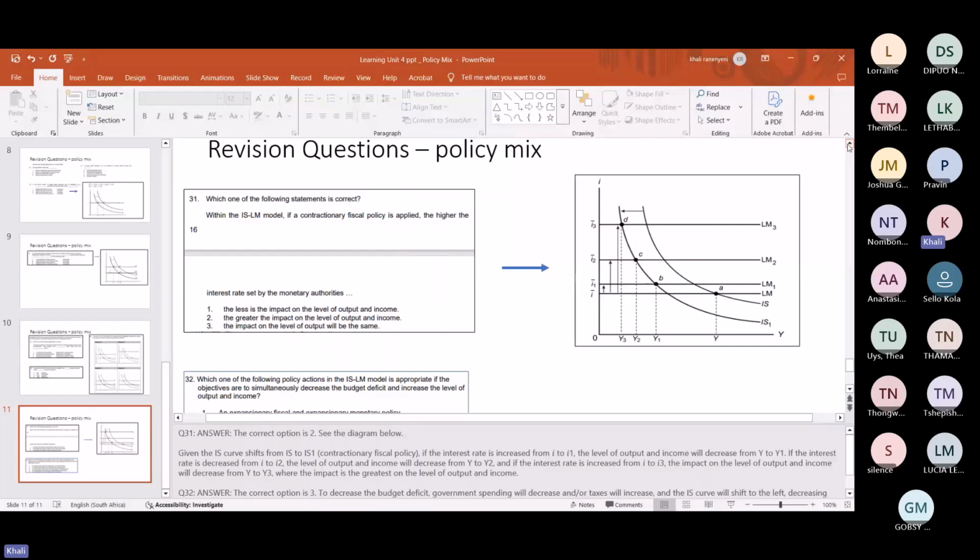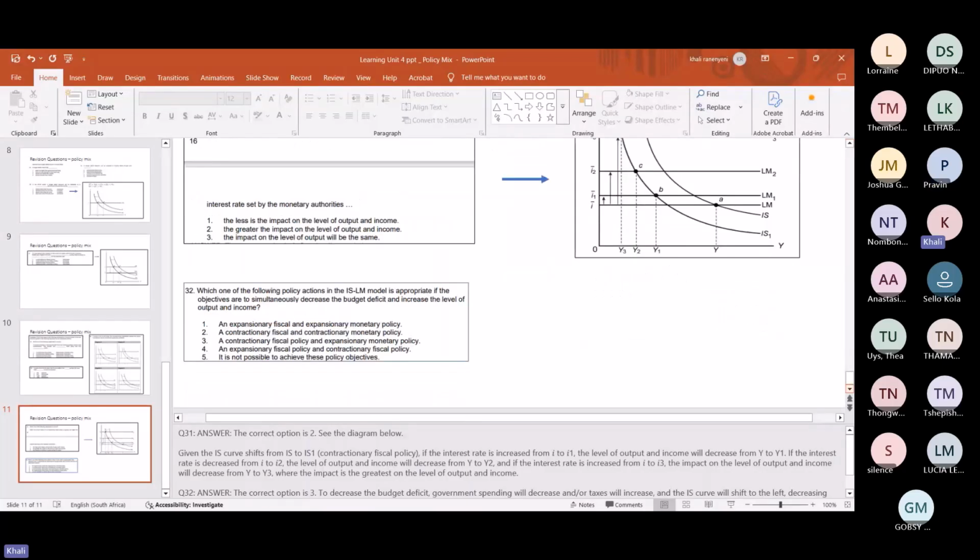And our last question, 32: which of the following policy actions in the IS-LM model is appropriate if the objectives are to simultaneously decrease the budget deficit and increase the level of output and income? So we did this example just now. The objective is to reduce the government deficit, but to also increase Y. Which one is the answer? A contractionary fiscal and expansionary monetary. 3. Exactly. So the answer is 3. Yeah, it was the very first example we did.